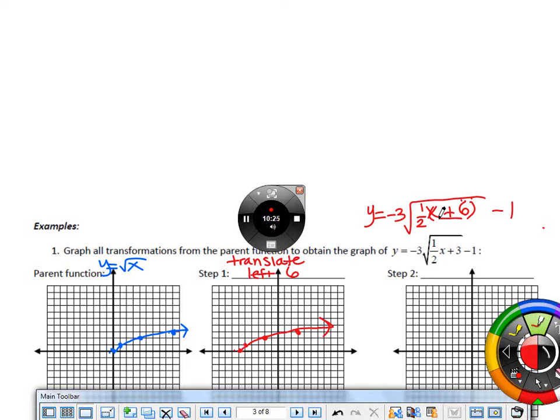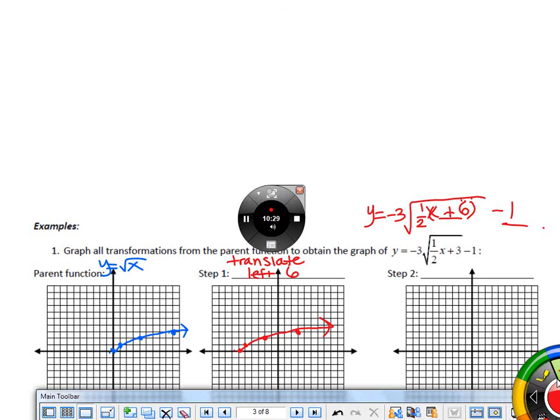So the left 6 was because of this plus 6. The down 1 is because of this minus 1 here. So the next thing I'm going to do is this vertical translation. I'm going to translate my graph, or shift my graph, down 1. I'm going to take this whole thing and move it down 1. So my vertex should now sit at -6, -1. And that's the final resting place of my vertex.